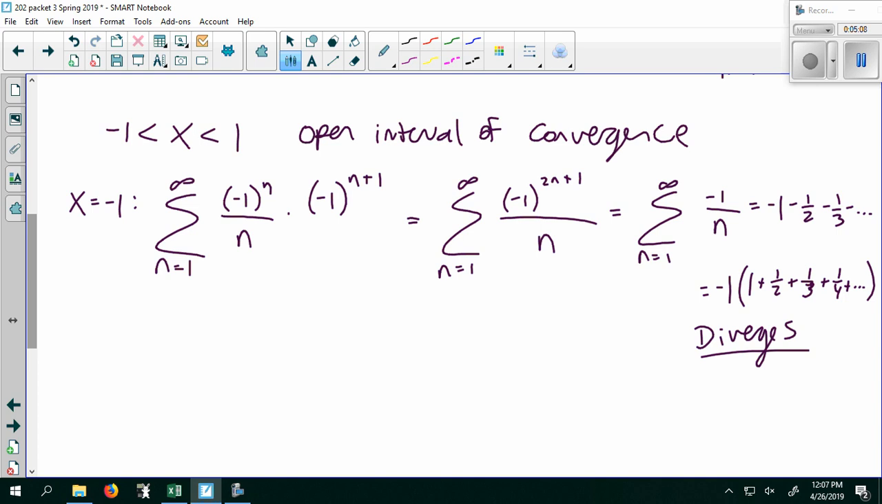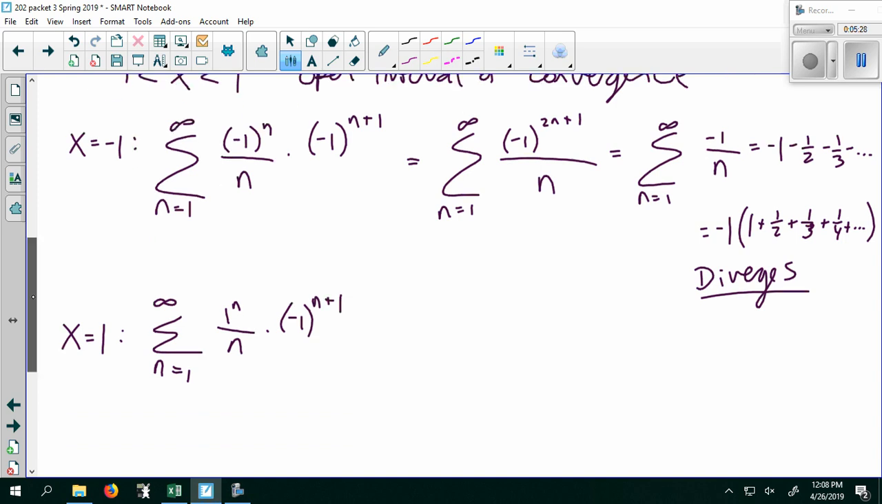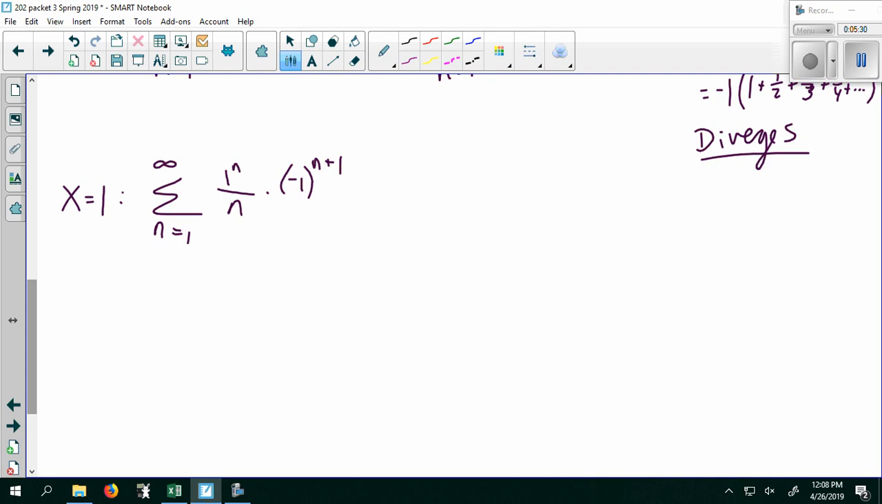Okay, so I am not going to add an or equal to on the -1. All right, let's see what happens when I plug in x equals 1. So this gives me the sum from n equals 1 to infinity of 1 to the n over n times -1 to the n plus 1. And 1 to the n is just 1, no matter what n is. So this will be the sum of -1 to the n plus 1 over n.